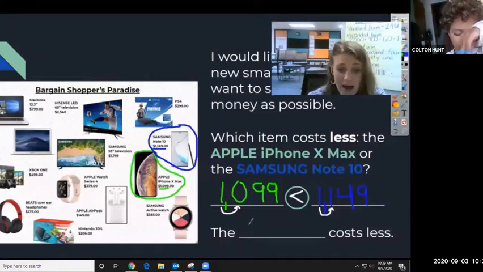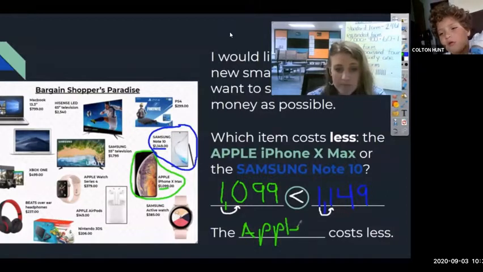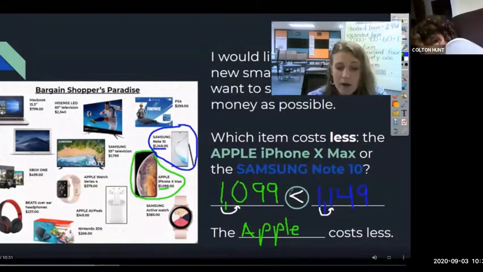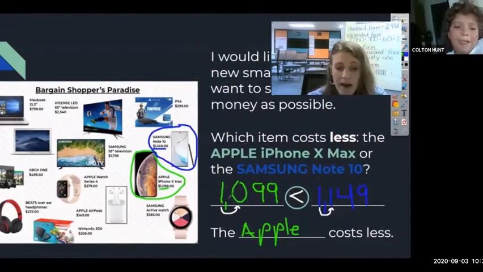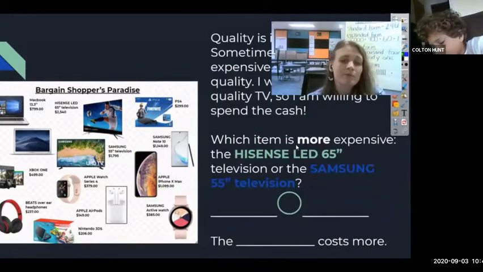So which item costs less? The Apple costs less. And I'm going to write the name of the product there. And I've written my equation, which would read 1,099 is less than 1,149. Therefore, the apple costs less. Let's take a look at another example.